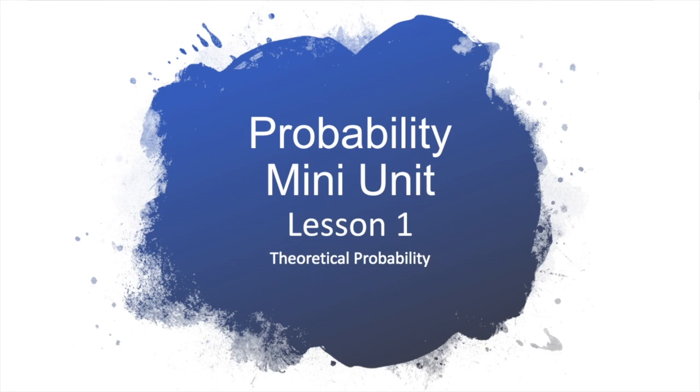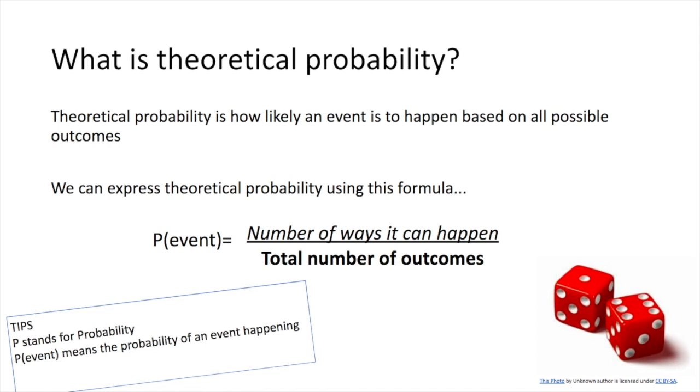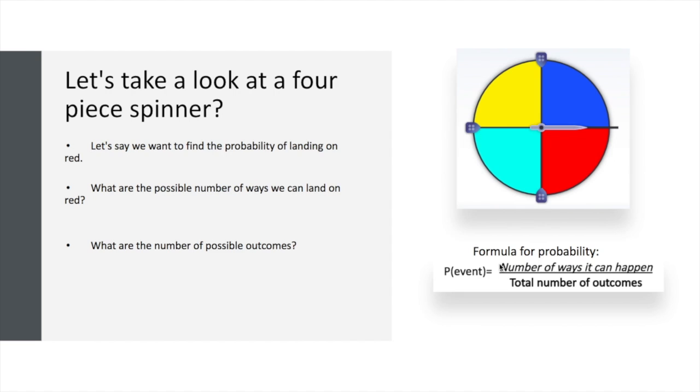I am here to explore with you theoretical probability, which is the first lesson of our probability mini unit. So what is theoretical probability? Theoretical probability is how likely an event is to happen based on all of the possible outcomes. We can express theoretical probability using this formula. The probability of an event equals the number of ways it can happen over the total number of outcomes.